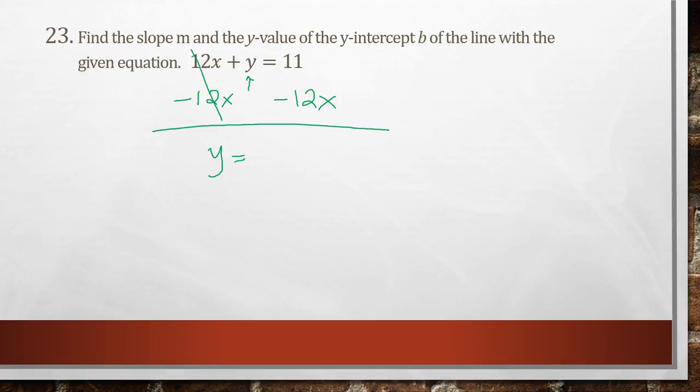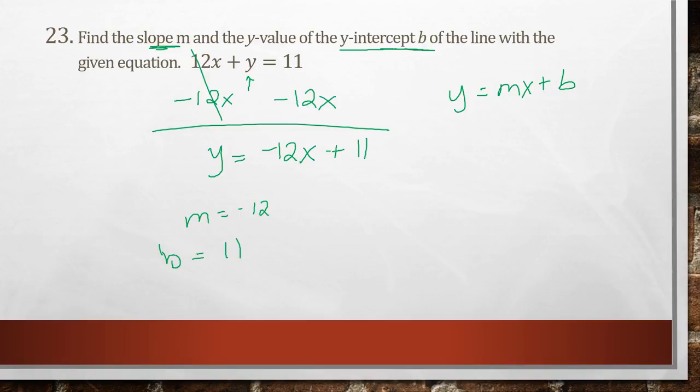We're left with y equals, and what I'm going to do is I'm going to write negative 12x first plus 11, because remember, slope-intercept form is y equals mx plus b. So they want us to put it in that form and then tell them what is the slope and what is the y-intercept b. So our slope is negative 12 and our b is 11, and that answers the question.